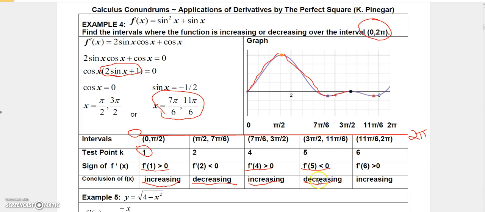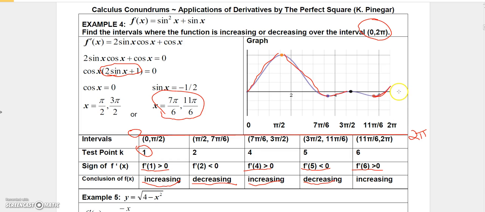So anyway, all right, and then the last interval, 11 pi over 6 to 2 pi, I found that 6 was in there, so I went ahead and plugged 6 radians into the derivative, and I found that the derivative is actually positive, so it's going to be increasing. And that's that little piece right here. And remember, it stops right there because right there is 2 pi.